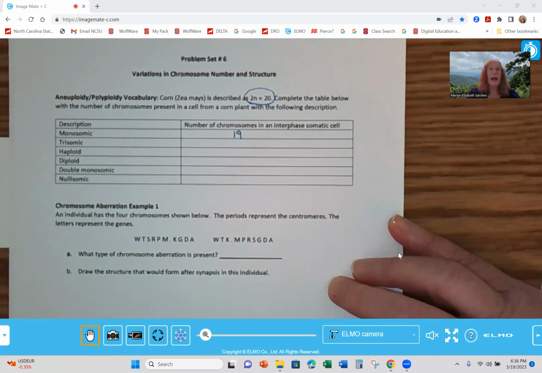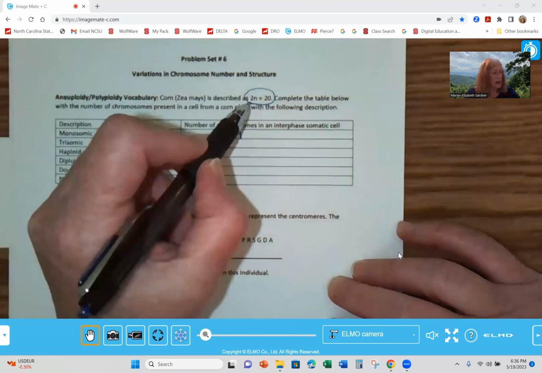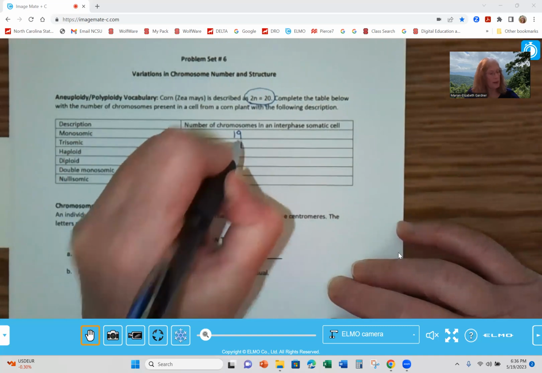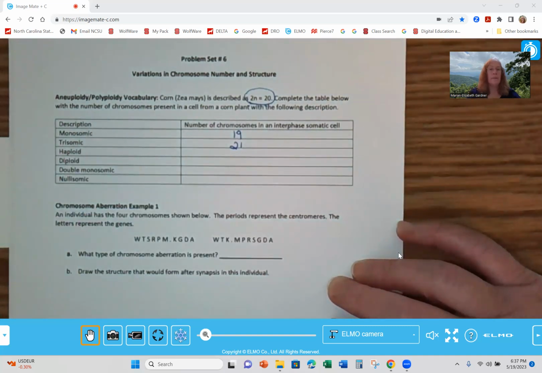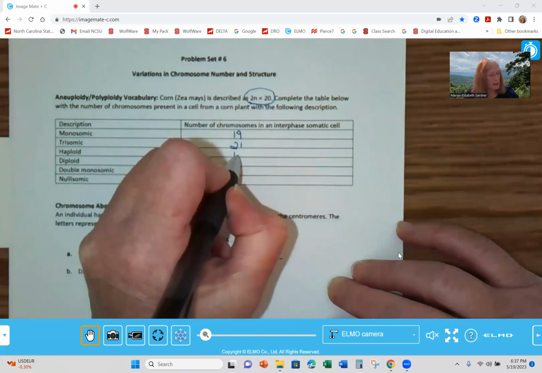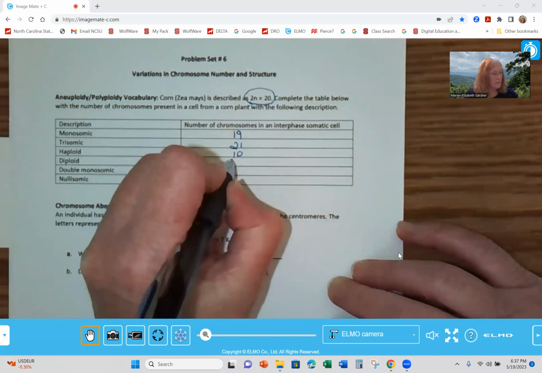A trisomic plant has an extra chromosome. And you may think about trisomy 21 in people, which causes Down syndrome. So in corn, a trisomic corn plant would have 20 plus 1, or 21 chromosomes. A haploid corn plant would only have one of every chromosome type. So half of 20, 10 chromosomes. Diploid is exactly what corn is, 2n equals 20.